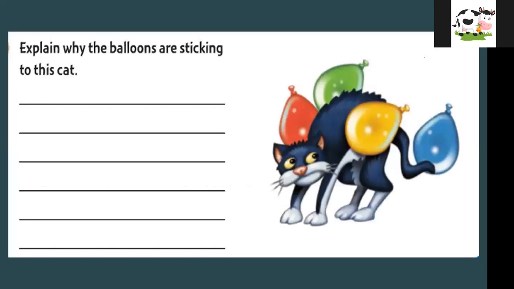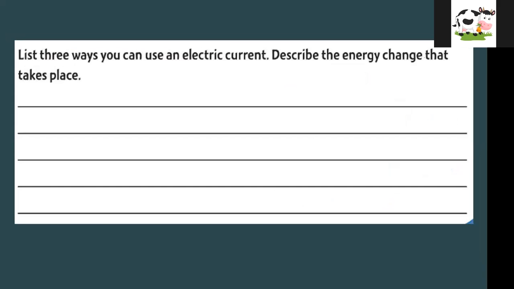Okay, so a quick explanation on why the balloons are sticking. I think we all know now, right? Static electricity. Okay, very good. So, 3 ways you can use electric current. Let's get someone else to answer. Anyone want to answer? Jennifer? No? Okay, that's fine. Nathan? Charging your phone, charging your iPad, charging your computer.